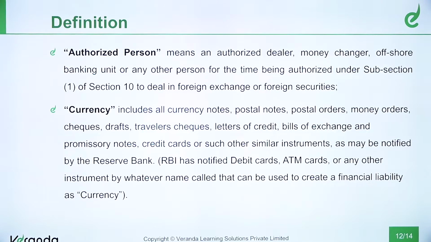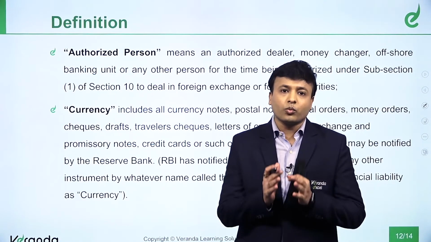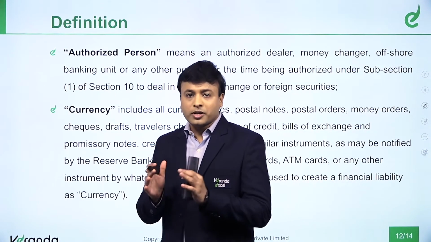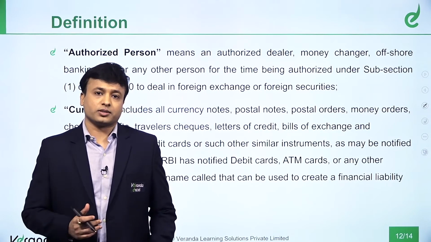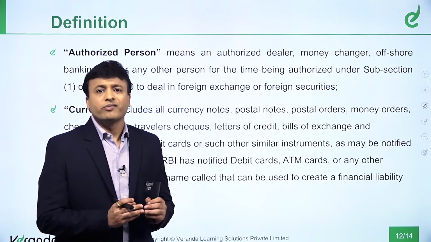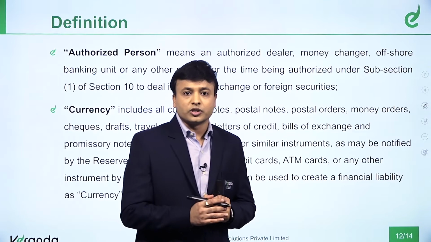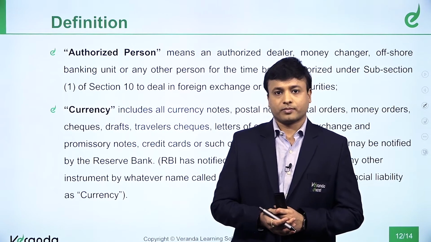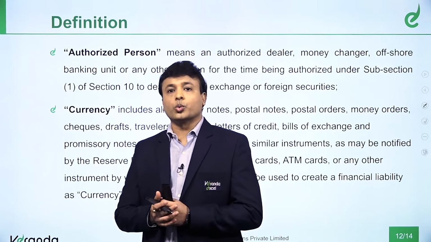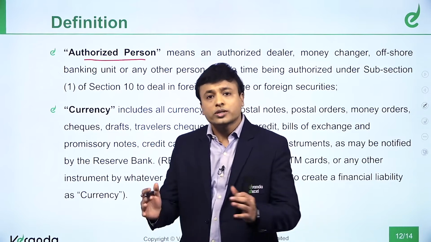Now, with this understanding, we will move on to the definitions part. Every act will give a list of definitions. Similarly, in your FEMA Act, we have been given a host of definitions. As part of this, we will try to understand some definitions in the beginning, and other definitions we will take up as and when we go through the learning units. The first definition we will go through is the authorized person.